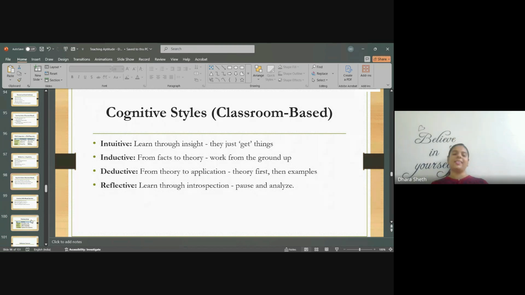And the last style is reflective. They pause, they analyze, they introspect, they spend the time thinking over it, and then they understand it. So these are 4 cognitive styles. All students in the class do not have the same way of learning. Some people are intuitive, they just understand it. Some people are reflective, they think, they analyze. Inductive, you give them examples and then explain the theory. Deductive, you first explain the theory and then they connect it to the examples. Okay. So these are 4 cognitive styles.